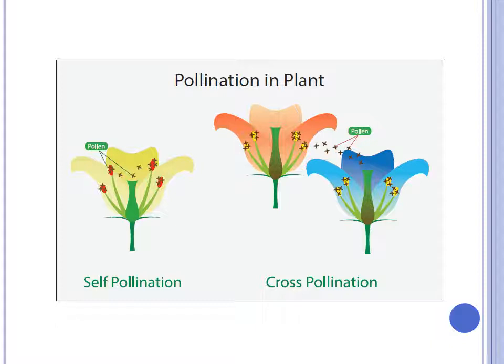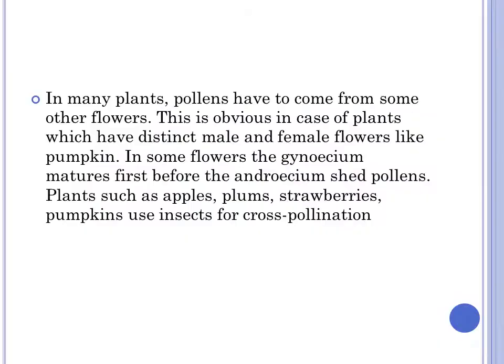Pollination in plants: self-pollination, the pollen, cross-pollination. அதுக்குள்ளேயே எப்படி உருவாக்கிக்குது, ஒரு பிளான்ட்லேருந்து மற்ற பிளான்ட்டுக்கு எப்படி இதுவாகுது.